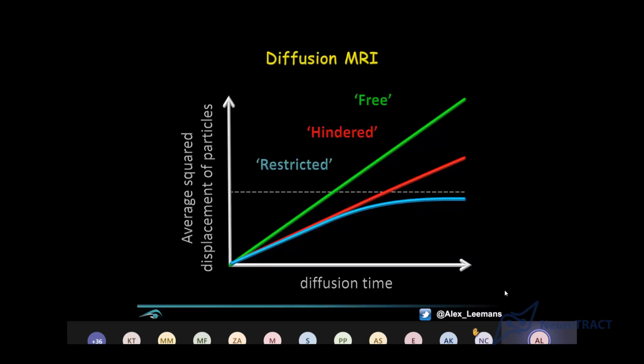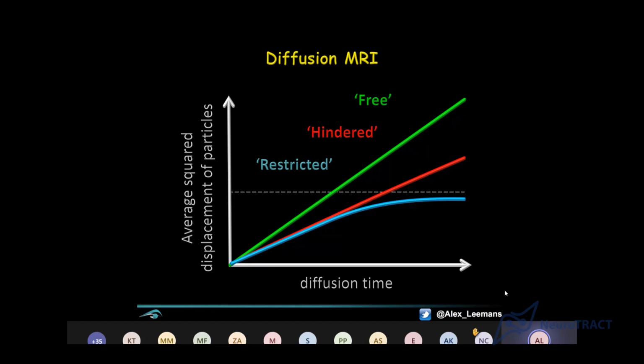And so, roughly speaking, with diffusion, you could think of free diffusion, the green line here. Obviously that would be the case if you were looking at, for instance, the ventricles, right? There's no tissue in there. It's just a pot of water. Think of a glass of water. Within the glass, molecules are free to move wherever they want until they hit the boundary.